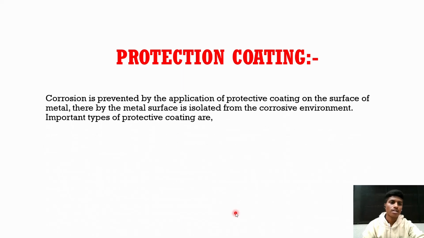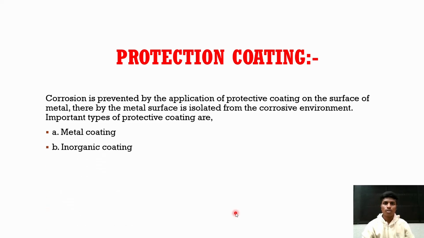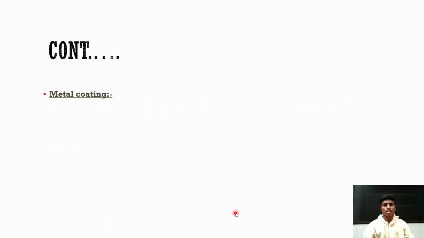Protective coating: corrosion is prevented by the application of a protective coating on the surface of the metal. Thereby, the metal surface is isolated from the corrosive environment. Now we can see the important types of protective coating. The first is metal coating, then inorganic coating. Now we can go deeper into metal coating.